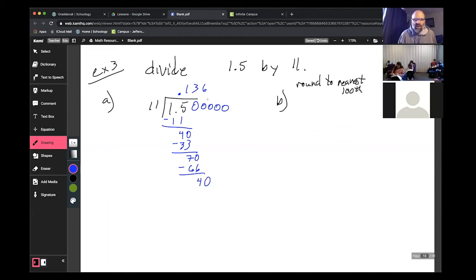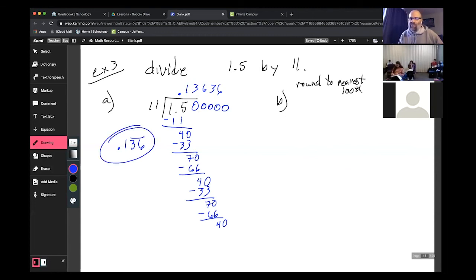Okay, I think we're going to start repeating because I remember that 40. That goes in 3 times. 33, subtract, you get a 7, goes in 6 times. So this is what's happening: I am repeating the 3 and the 6. So my first answer, I'm going to write as a repeating decimal: 0.136 with just the line over the 3 and the 6. If you put the line over the 1, that's the wrong answer.